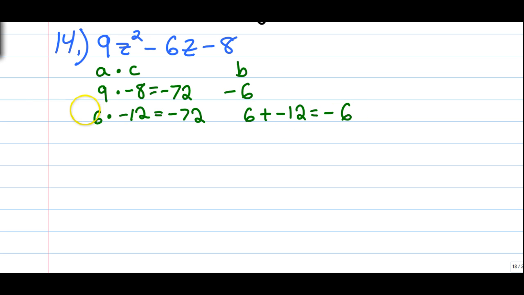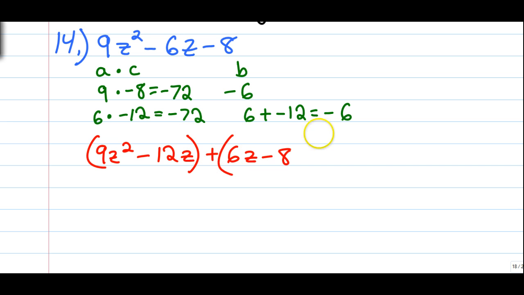So I'm going to rewrite my original problem using the two new numbers to replace the middle term. So now I have 9z to the second power minus, this time I'm going to use the minus 12 over here, 12z. The reason for that is, if you remember from a previous problem, if we put a minus in the middle, we have to turn it to a plus. Well, if I just put that positive 6 in there, I don't have to do any rewriting before I group. So plus 6z minus 8.